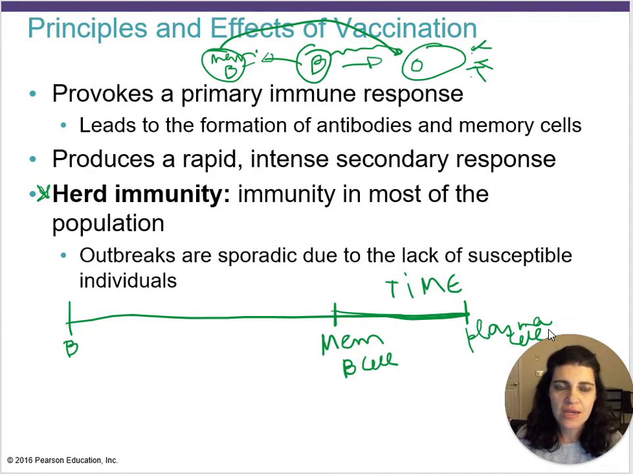Which diseases are eradicated nowadays? Only smallpox. All the other diseases is still a huge fight to get to what would be called eradication.